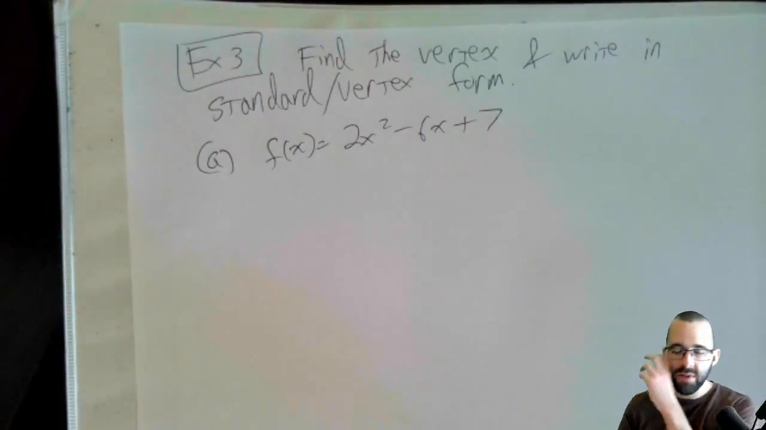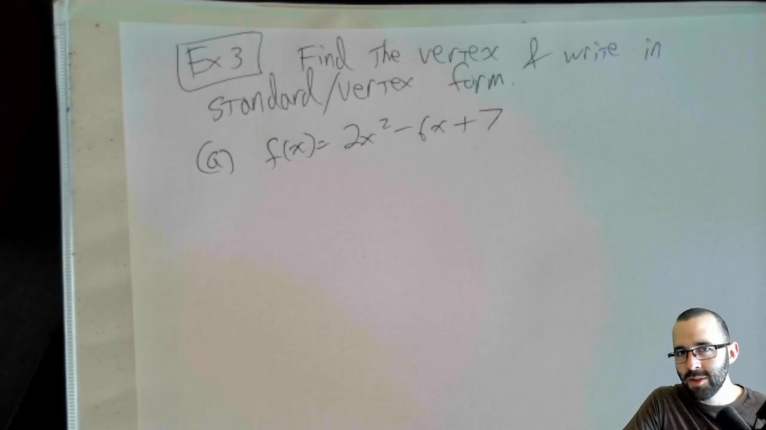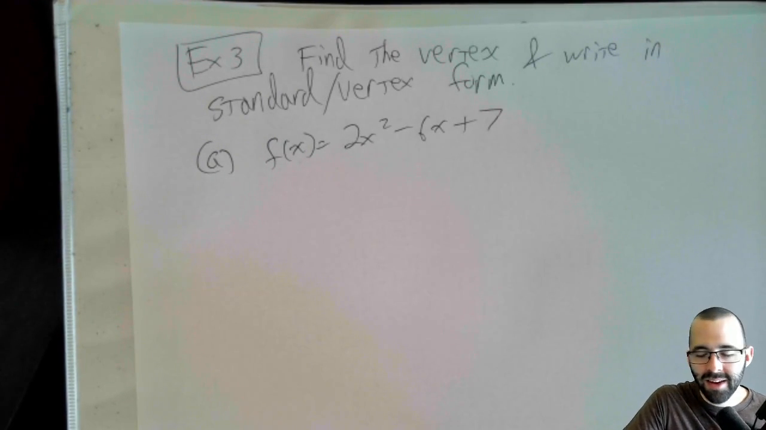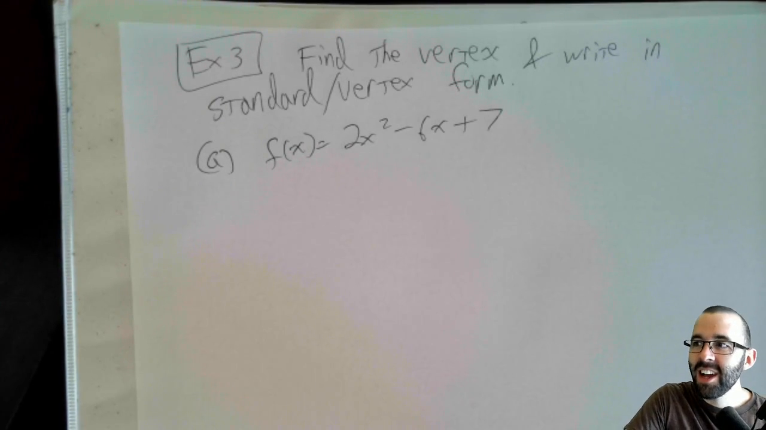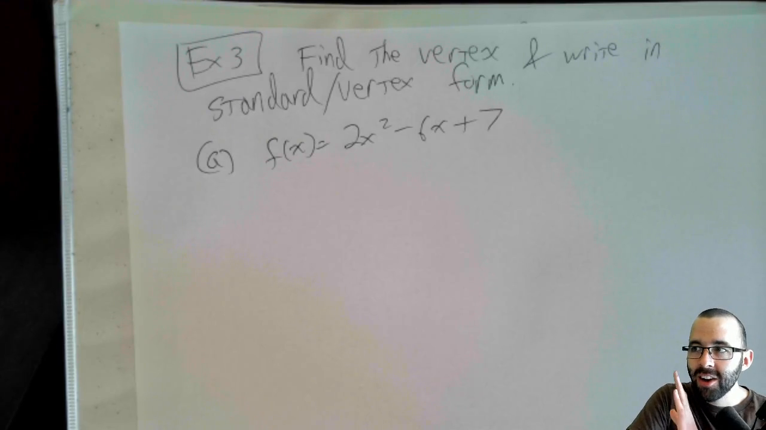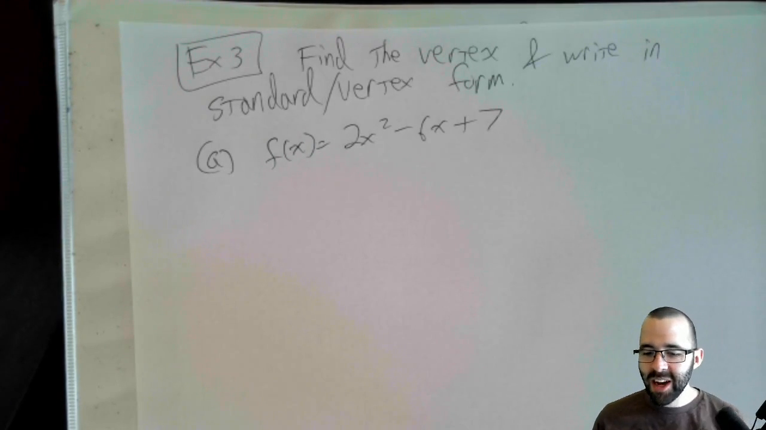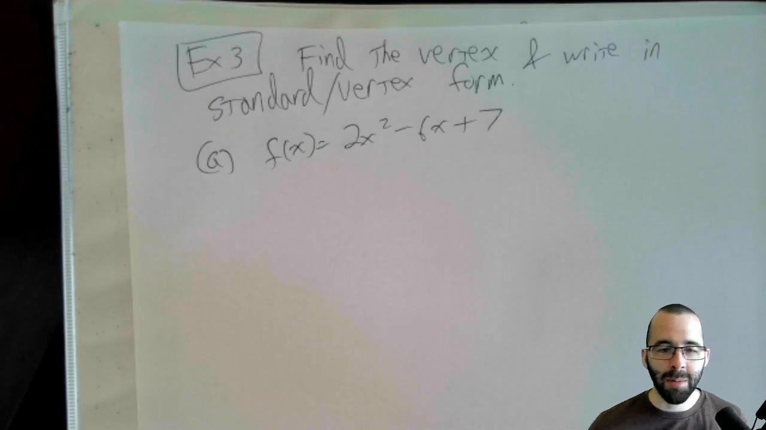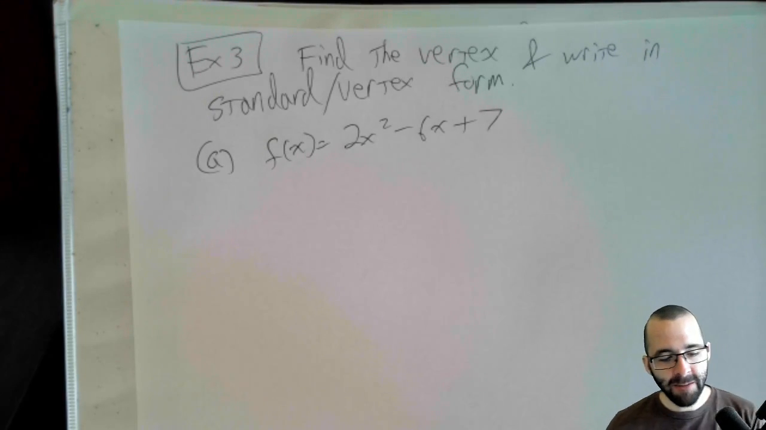So say you don't like formulas. Let's say you don't want to use that the axis of symmetry is negative b over 2a, hypothetically. Did you know there's another way of doing this? You could complete the square. Oh, wouldn't that be fun? All right, I'll show how completing the square works on part B. But we're just going to use a vertex formula right here for part A.